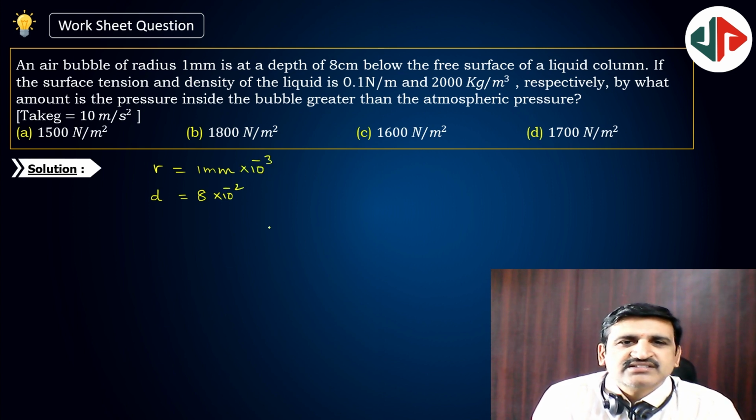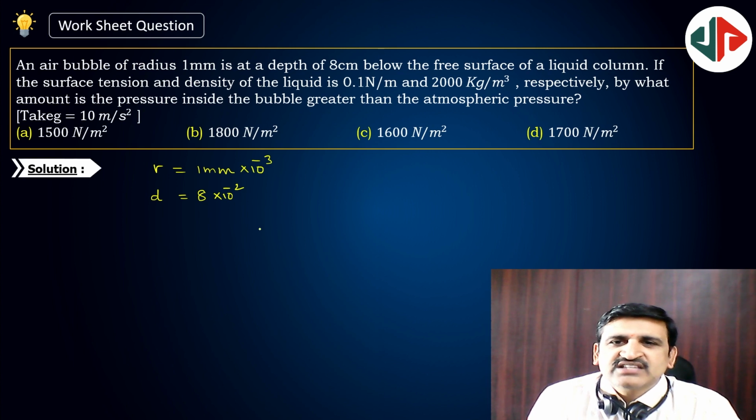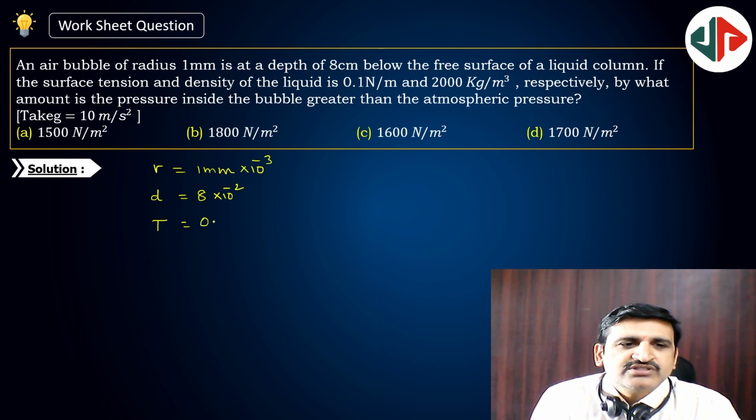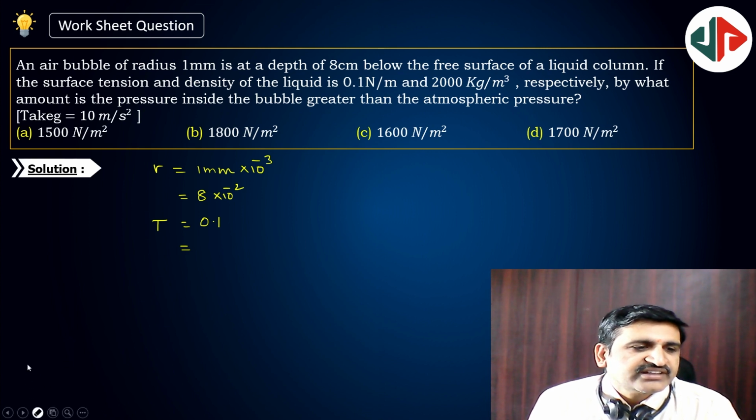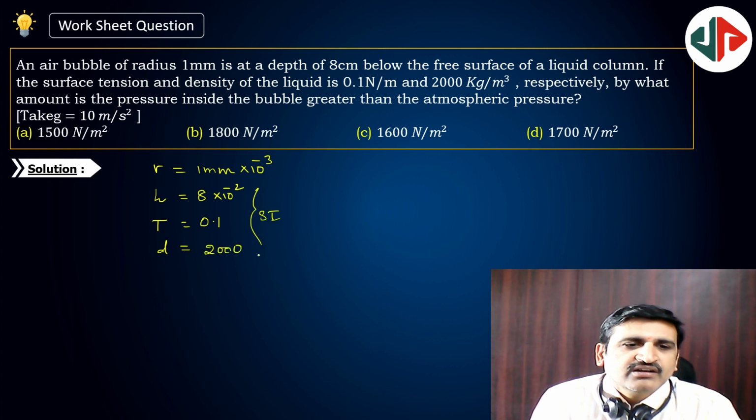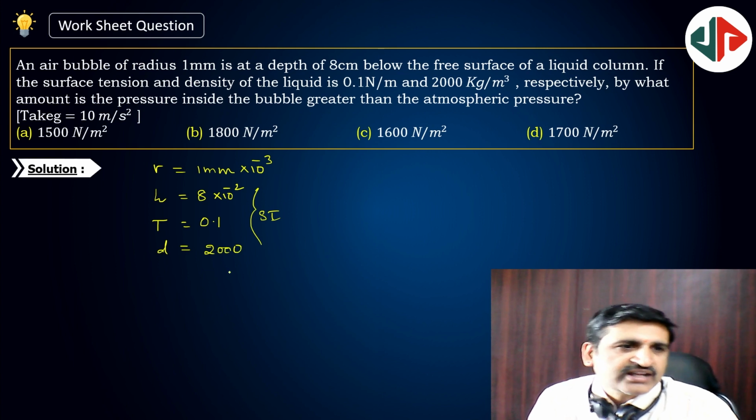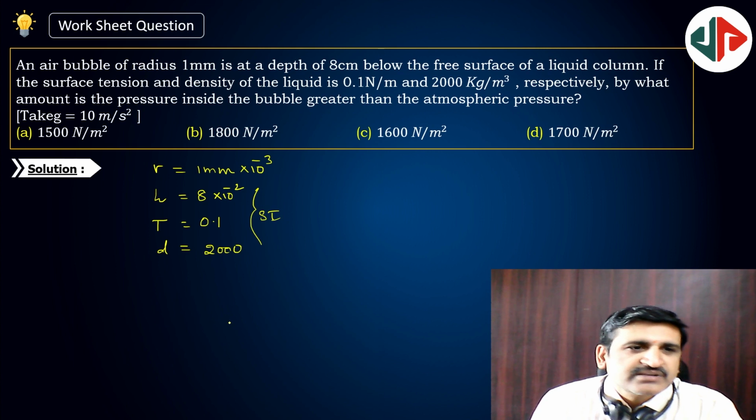So SI units. Below the free surface of a liquid column, the surface tension and density of the liquid are: surface tension T is equal to 0.1 and density rho, I will write, and this is depth h and that is d, I will write, that is equal to 2000. All are SI units respectively. By what amount is the pressure inside the bubble greater than the atmospheric pressure?